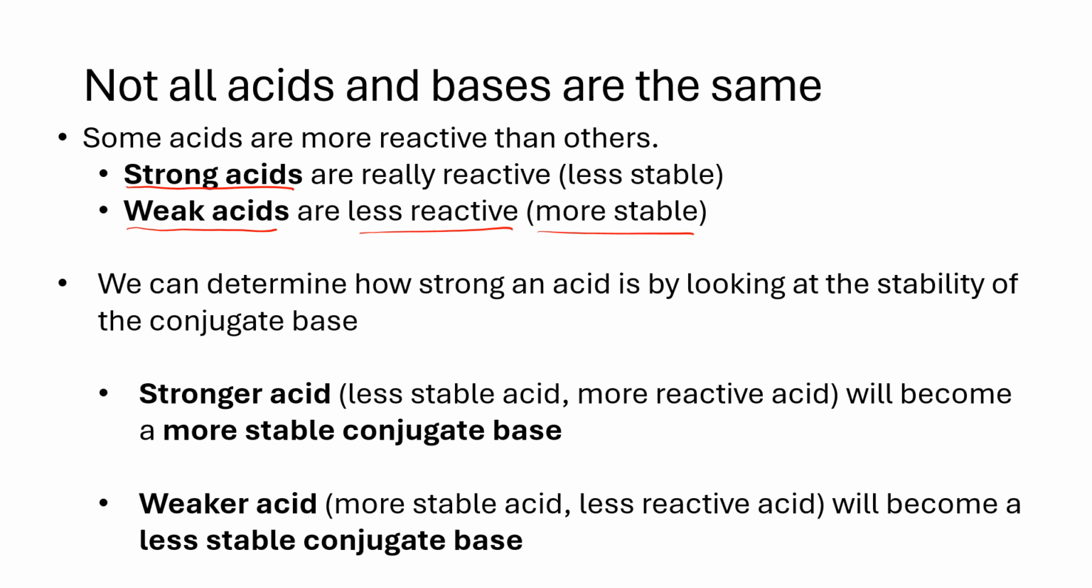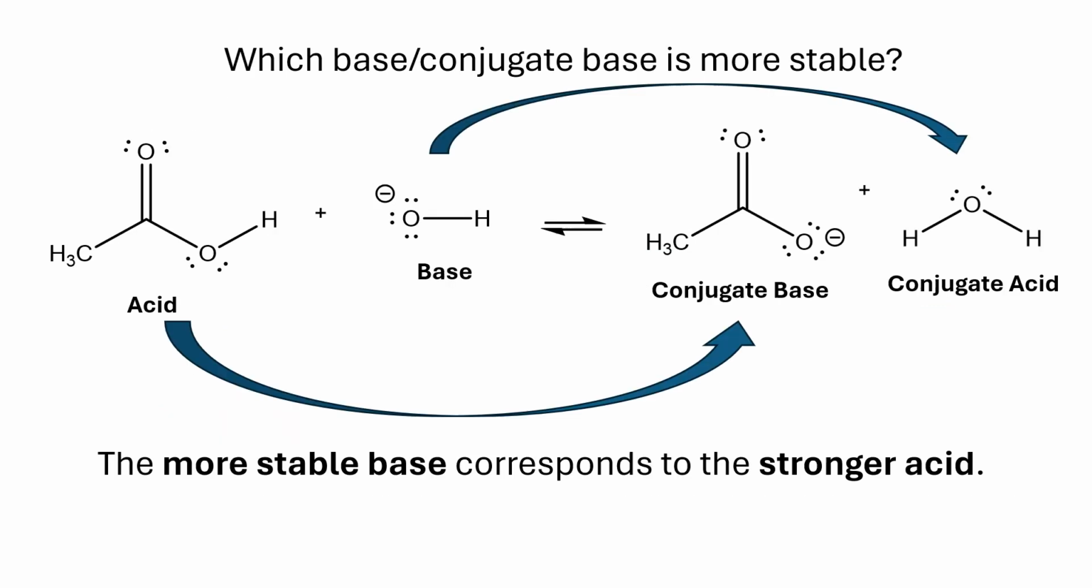And we can determine how strong an acid is by looking at the stability of the conjugate base of that acid. What we'll see is that stronger acids have a more stable conjugate base. Weaker acids have a less stable conjugate base. That's a lot of information, so let's look at an example.